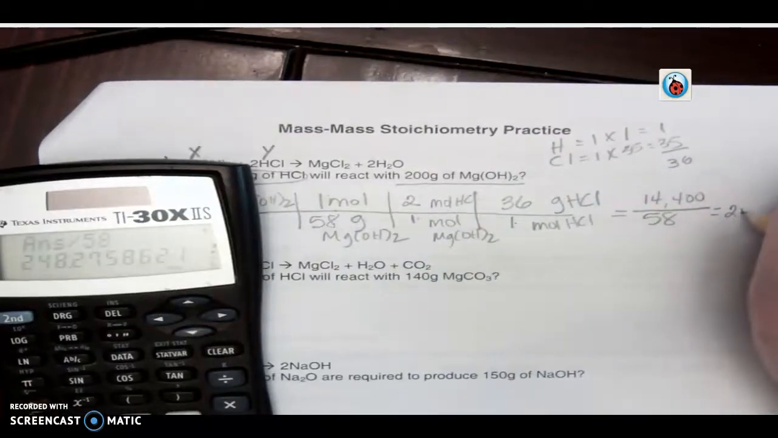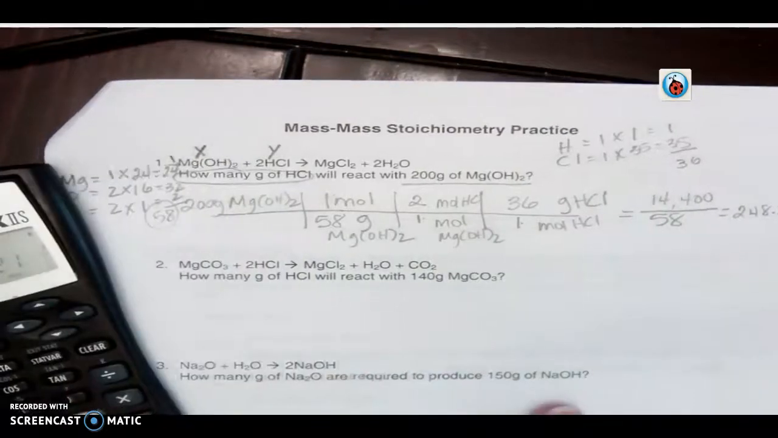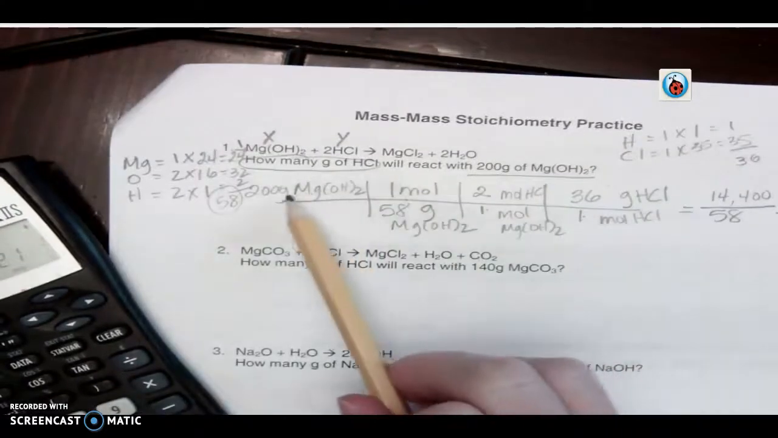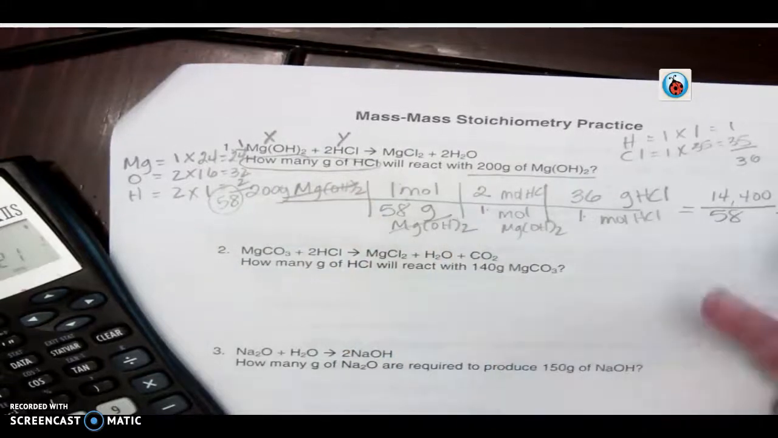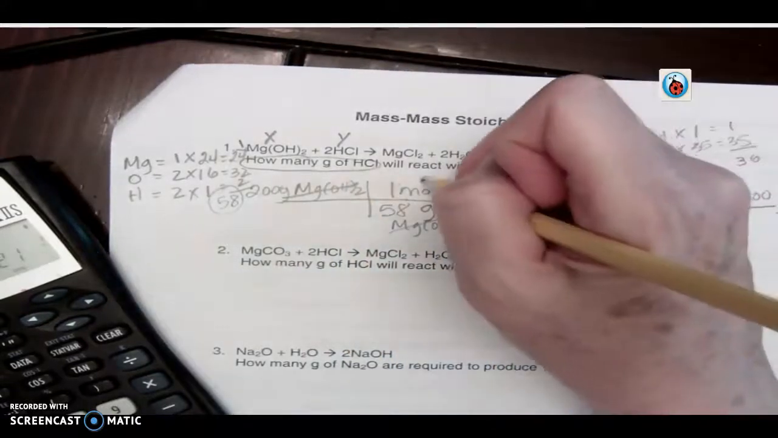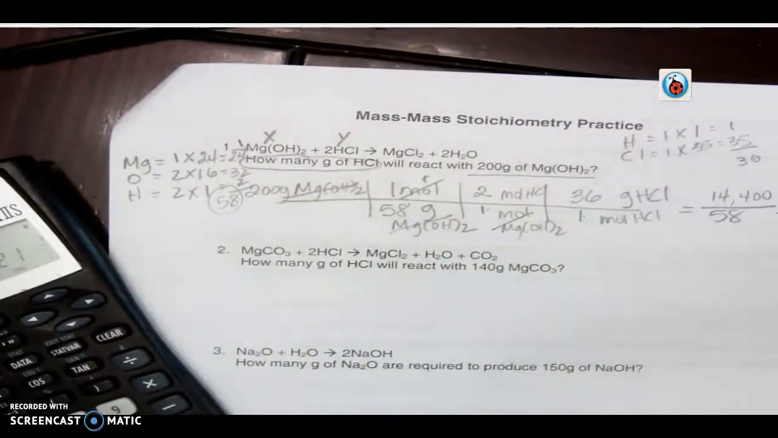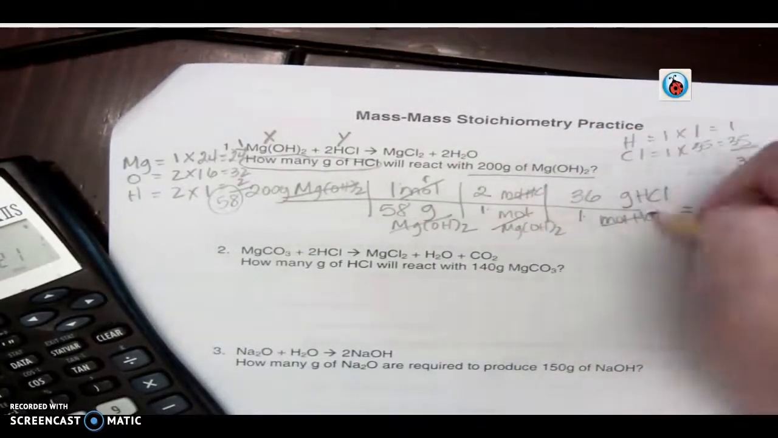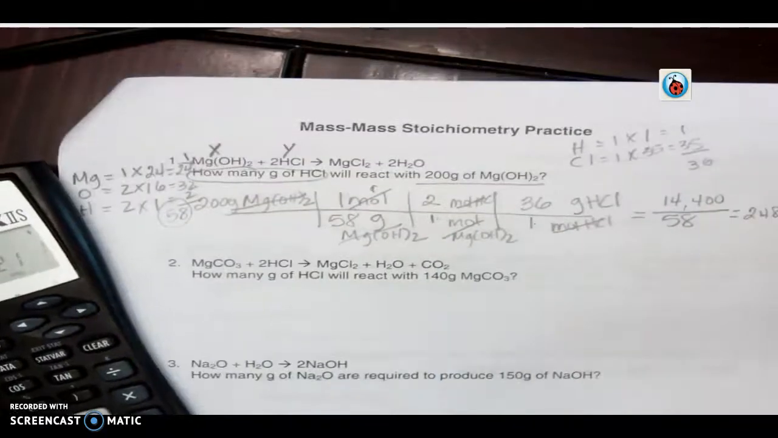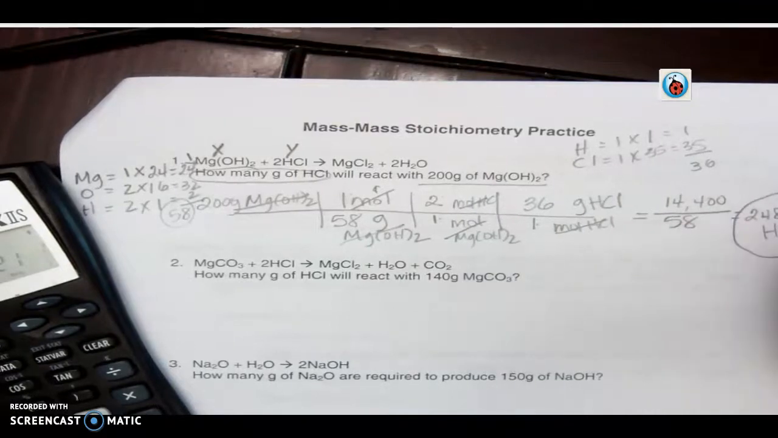So 248.28 grams of what? Well, let's go back. Let's see what cancels out. Grams of magnesium hydroxide cancels. This was moles of magnesium hydroxide, so that cancels. Moles of hydrochloric acid cancel. And what are we left with? Grams of hydrochloric acid. There is your answer.